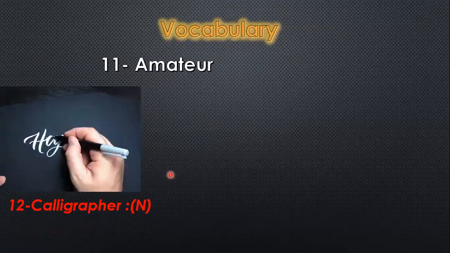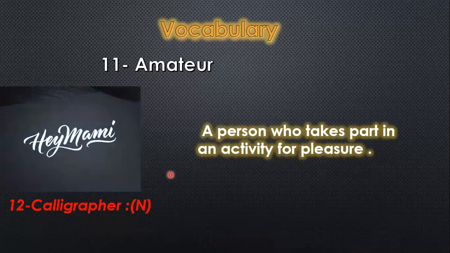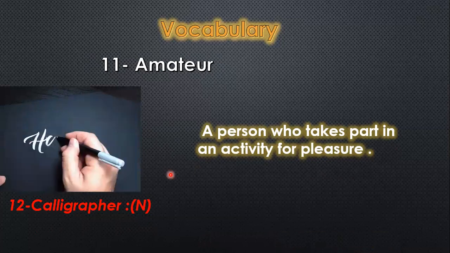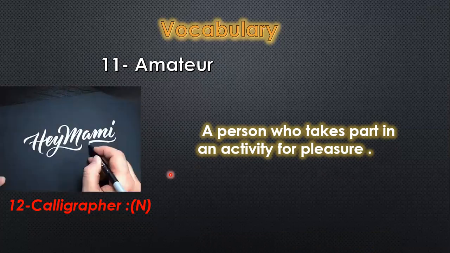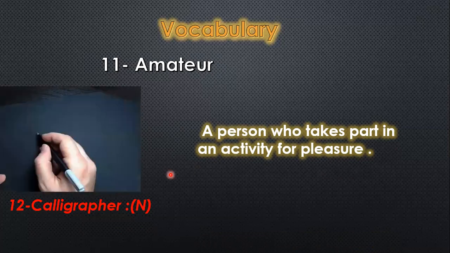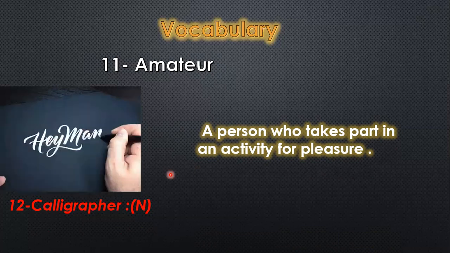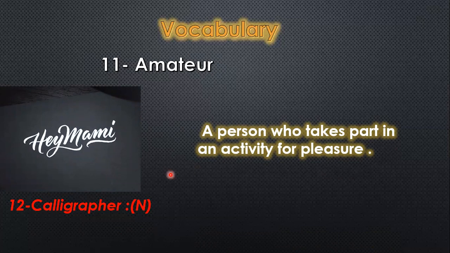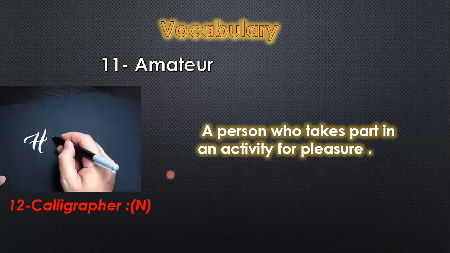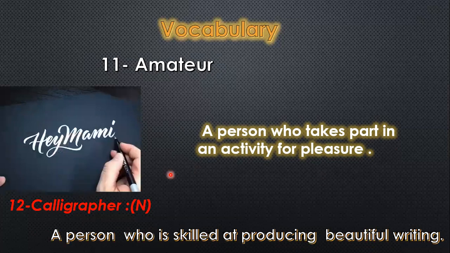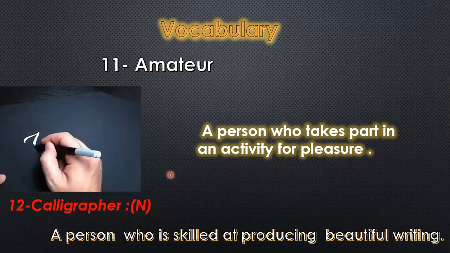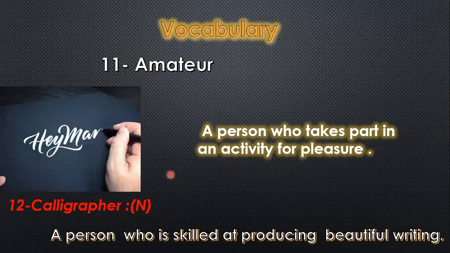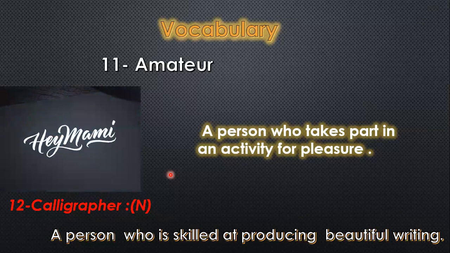Amateur. Amateur means a person who takes part in an activity for pleasure. يعني شخص بيشارك بالإشي للمتعة، إذن هو هاوي. So a person who takes part in an activity for pleasure is the meaning of amateur. Calligrapher. What do you mean by calligrapher? خطاط. So it means a person who is skilled at producing beautiful arts or beautiful writing. So look at the picture. He is a skilled person at producing beautiful writing, calligrapher.